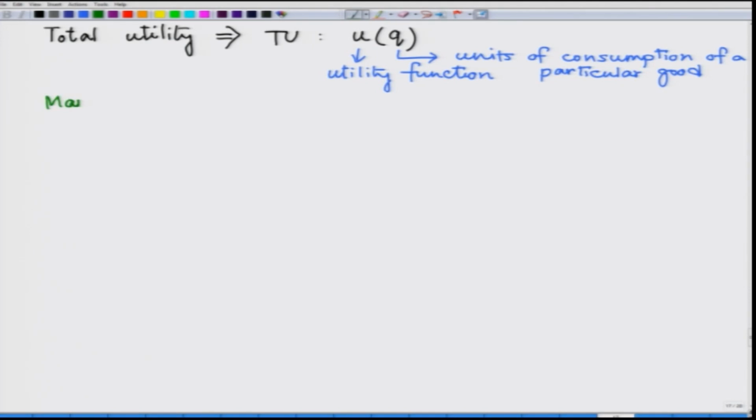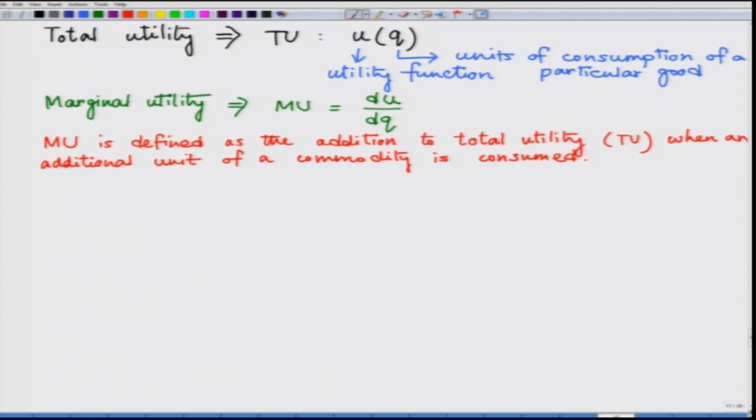Now, the concept of marginal utility is very important in economic analysis. Marginal utility is abbreviated as MU, and using our knowledge of differential calculus, we can write this as a derivative. So, this is the first order derivative of the utility function that we have just written above.